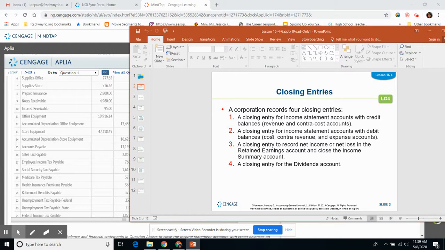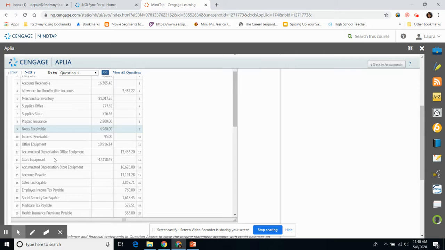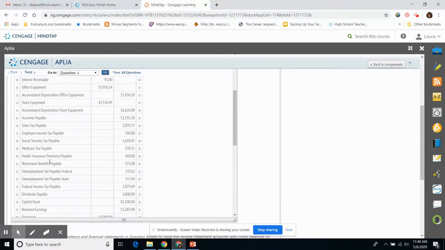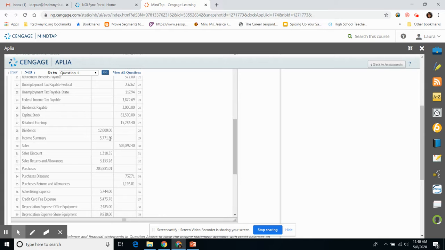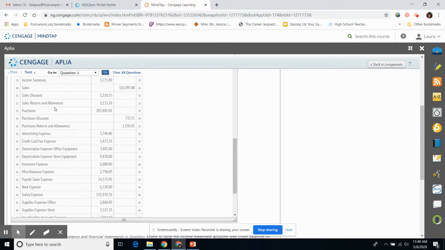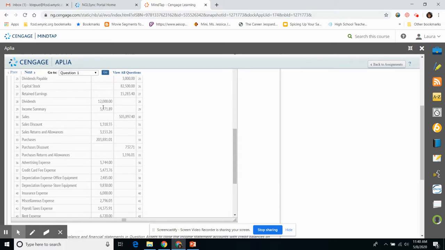The second one is closing entry for income statement accounts with debit balances. So this is going to be a lot. All of the debit balances, so we're looking at the account of income summary and below. So income summary is here, basically anything below that. So anything to do with sales discount, sales returns and allowances, purchases, all the expenses, all will be credited to bring these debit accounts to zero.